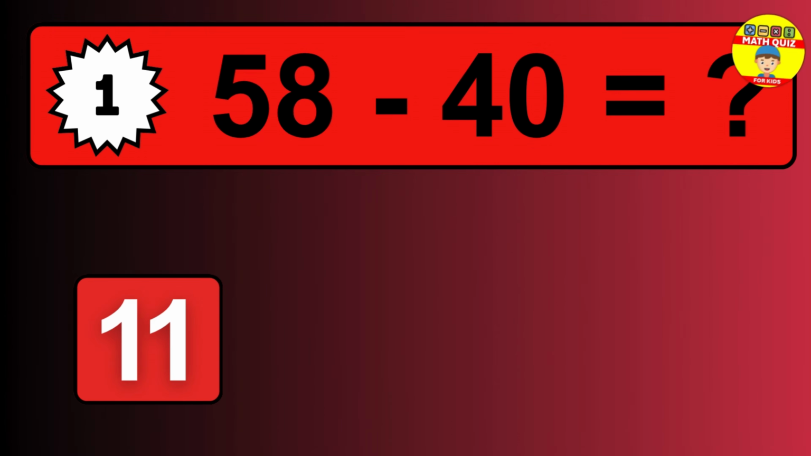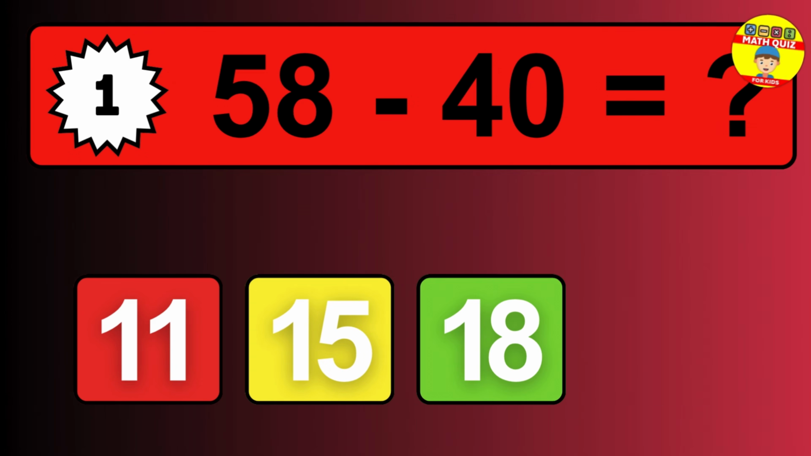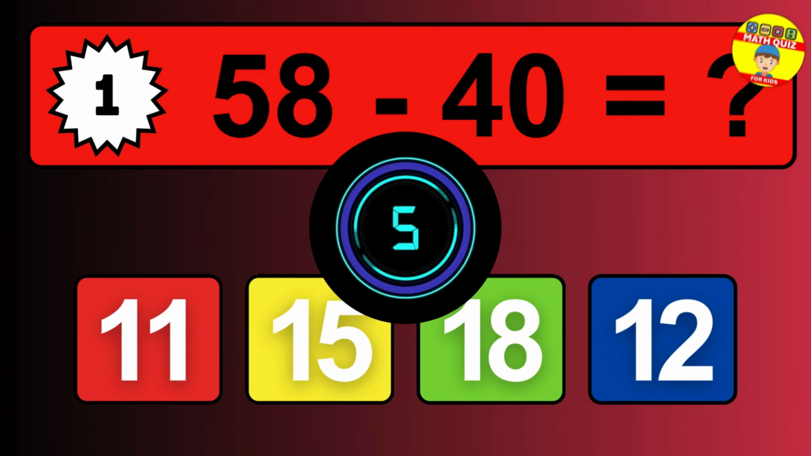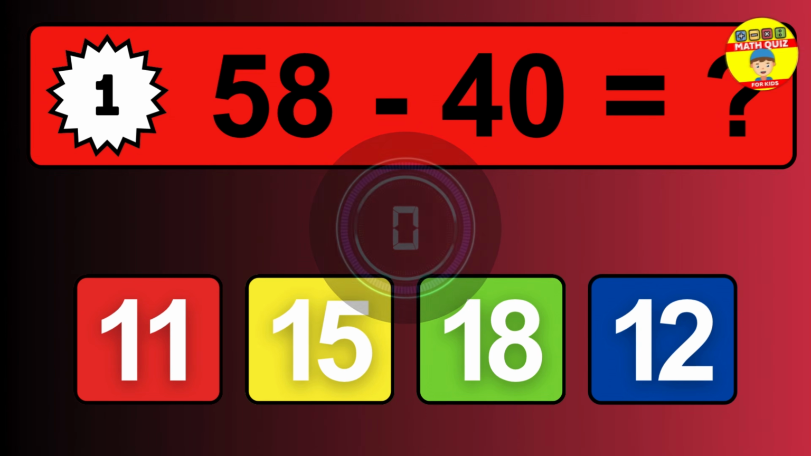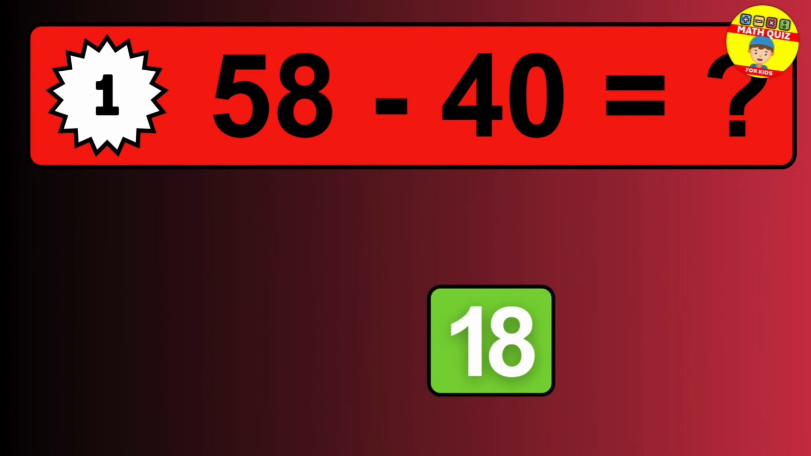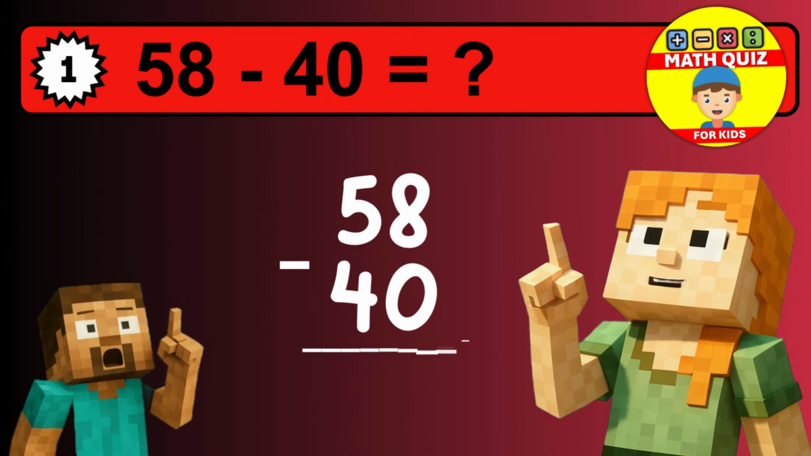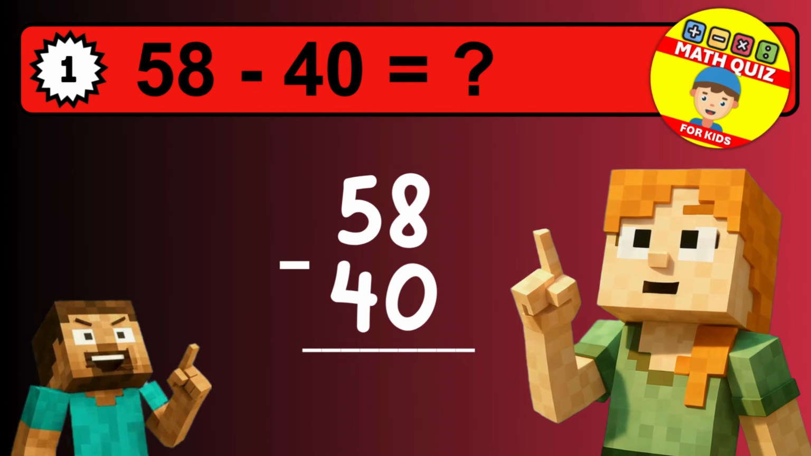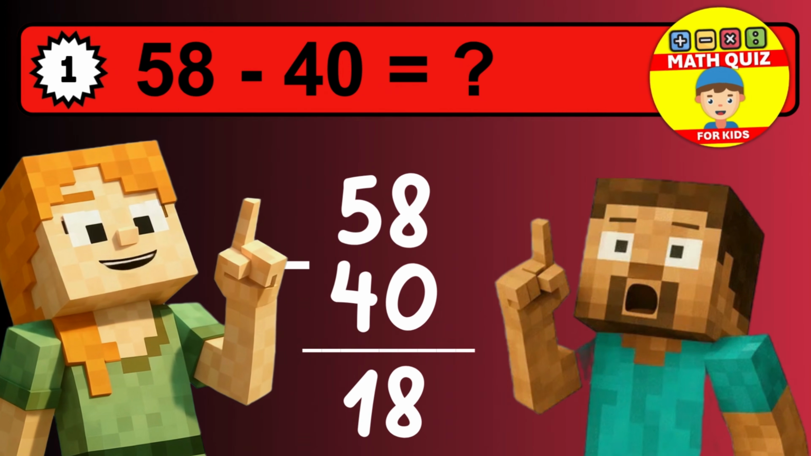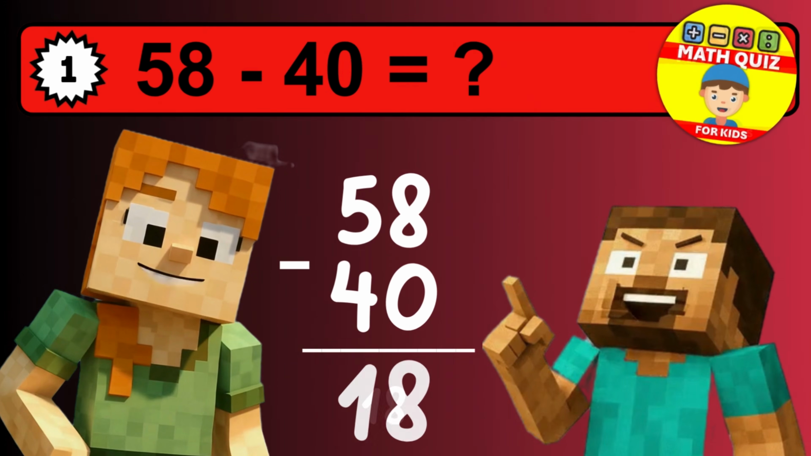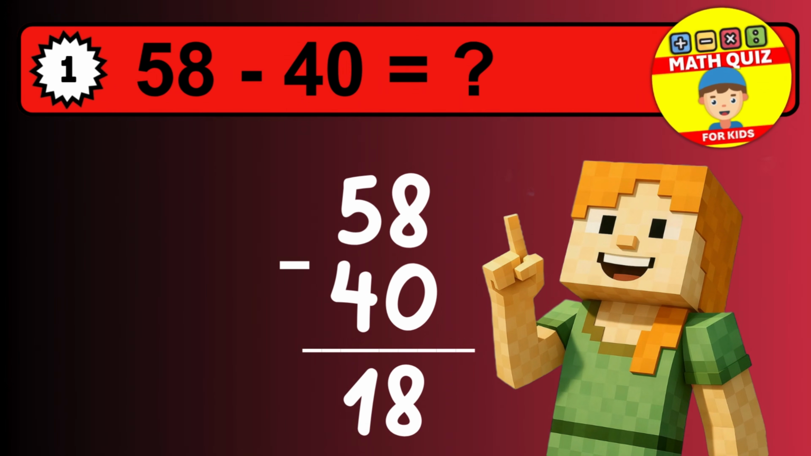What is 58 minus 40? Time to think. Let's solve this step by step. We start with the units. 8 minus 0 is 8. Then we go to the tens. 5 minus 4 is 1. The final answer is 18.